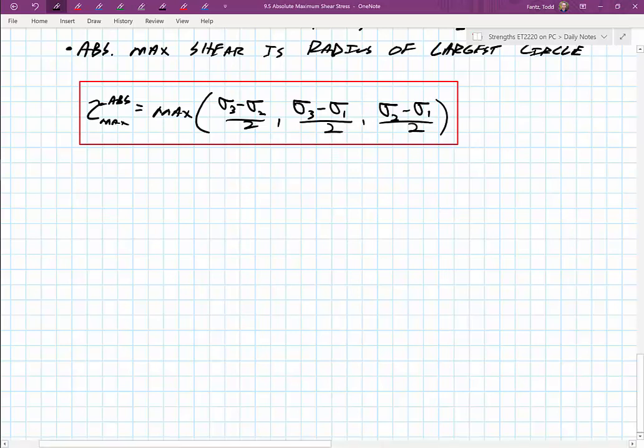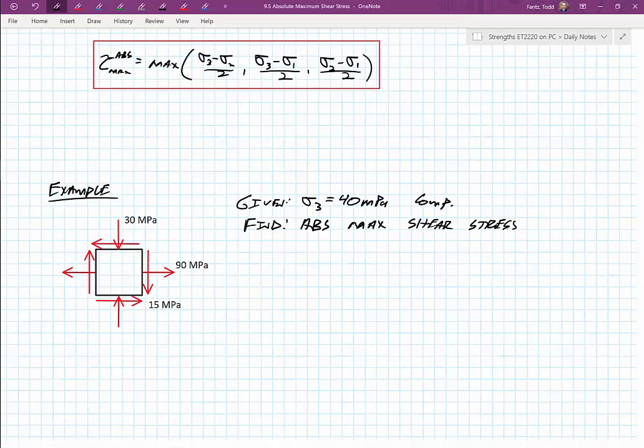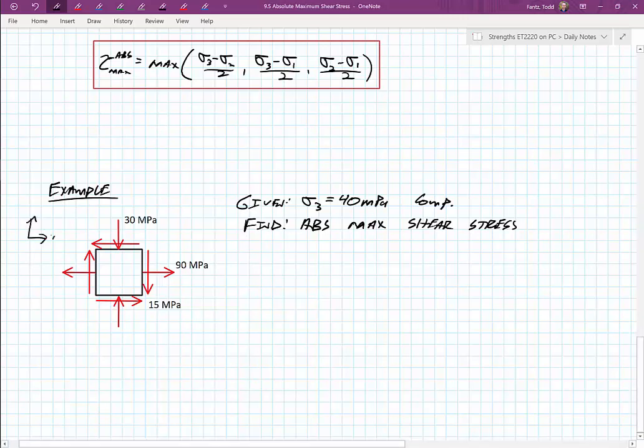So let's say we have a situation that looks like this. What we have is an element. I can see that it has 30 megapascals in the sigma y direction, in compression. I have 90 megapascals in my sigma x direction. Of course, this is assuming standard notation of x to the right, y vertical, z coming out to me. And there is a negative 15 megapascals in shear. So those are my three stresses.